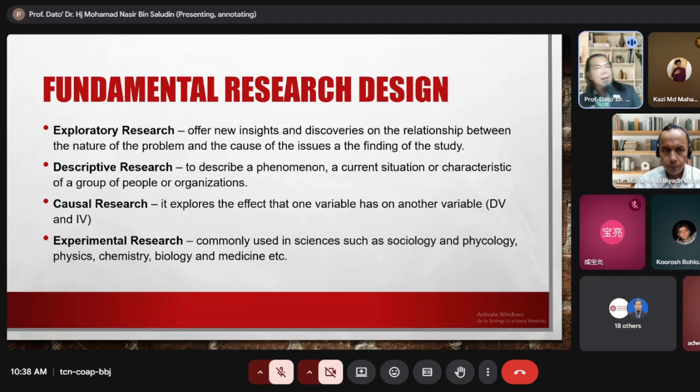Fundamental research designs. Exploratory research offers new insight and discovery on the relationship between the nature of the problem, the cause of the issue, and the findings of the study. Descriptive research means to describe a phenomenon, a current situation, or the characteristics of a group of people or organization. Causal research is the flow of effect of one variable to another, that relationship or the impact or effect between the variables, DV and IV. IV affects the DV. Experimental research is commonly used in the sciences such as sociology, psychology, physics, chemistry, biology, and also medicine.